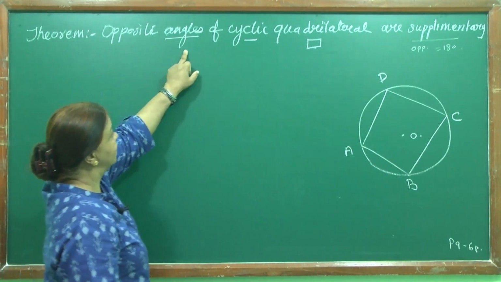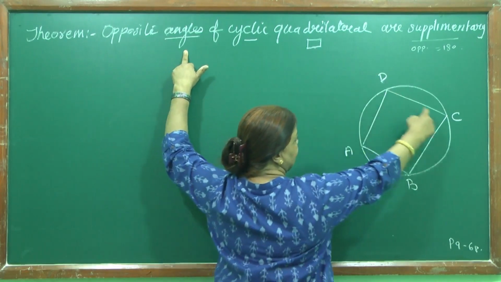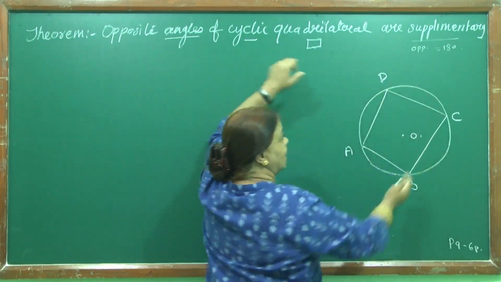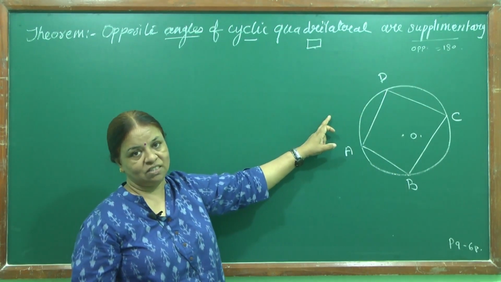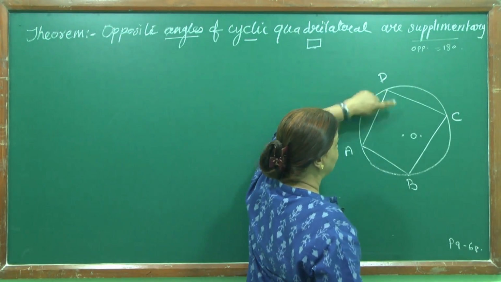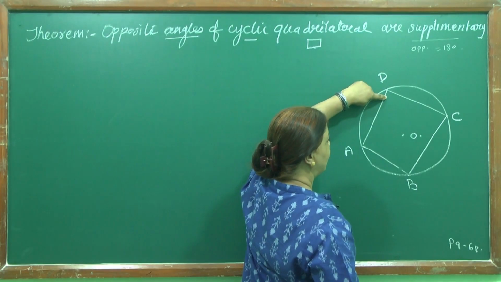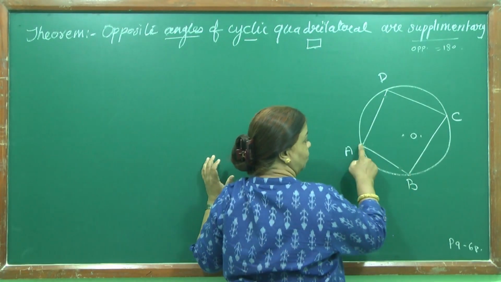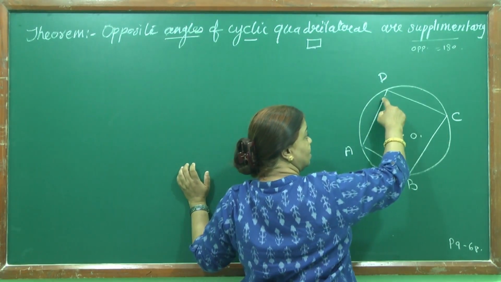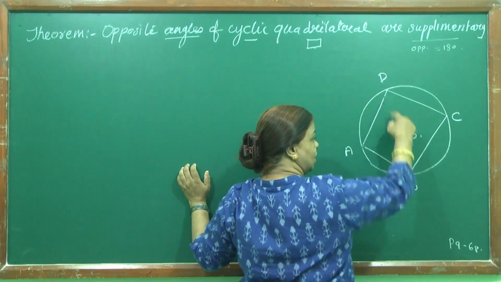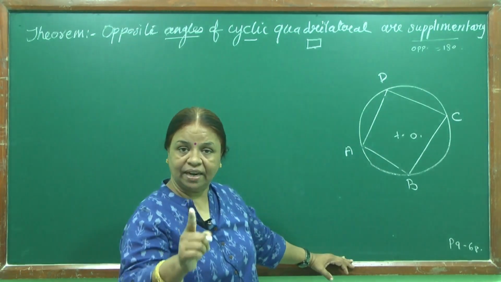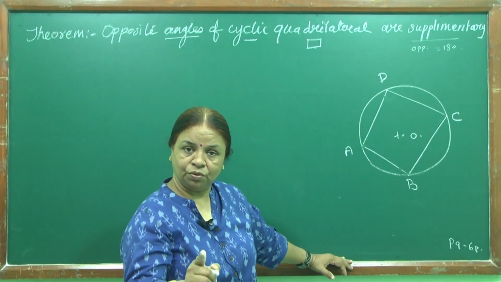Now, opposite angles. Here ADCB is a quadrilateral. It is cyclic. Why is it cyclic? Because all the vertices of the quadrilateral lie on the circle, and we want to prove that the sum of the opposite angles is 180. Opposite to angle D is angle B. Opposite to angle A is angle C. Supplementary means when you add these two opposite angles, you will get 180 degrees, and this is what we want to prove.